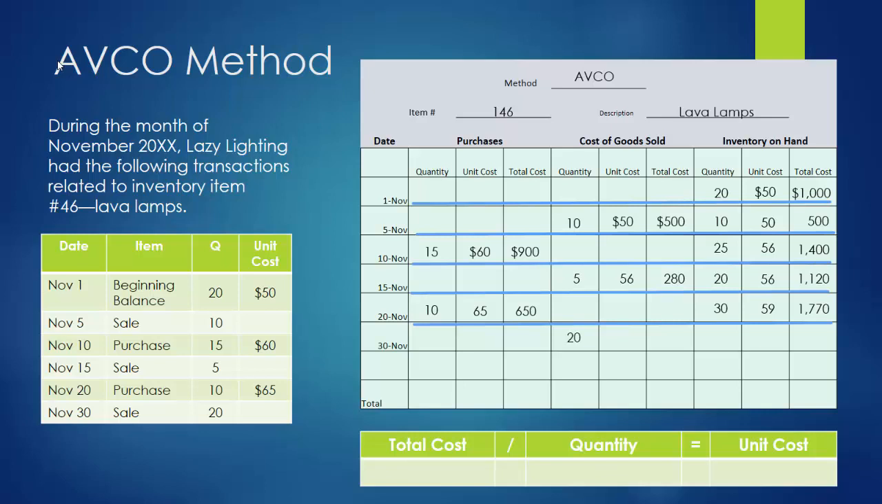And then when we make a sale on November 30th, we're going to sell 20 units, and we're going to sell them, because we always do an AVCO, at the last known unit cost, which was 59, which means our total cost is going to be our quantity times our unit cost of 59, which is $1,180. We had 30, we sold 20, which means we have 10 left. Unit cost does not change on a sale in the AVCO method, which means it's still 59. And if we multiply that out, it means we have $590 worth of inventory left on hand.